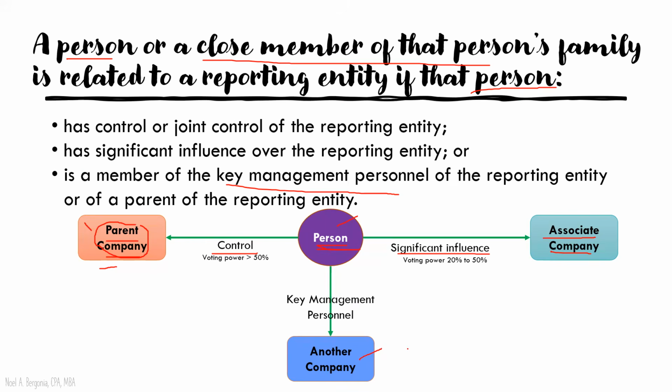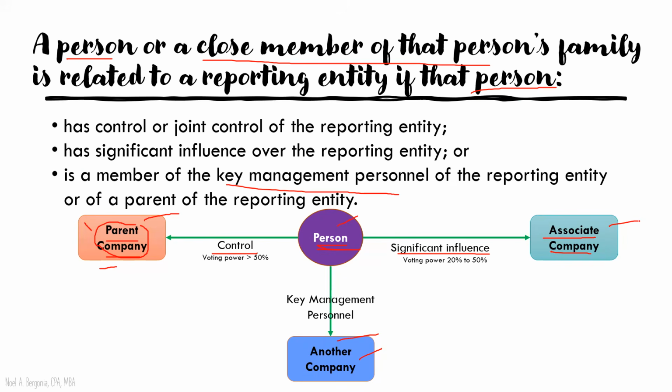All right. So that is the criteria under IAS 24. When can we say that a person would become a related party? Later, we will be defining if the parent, another company, and an associate can be related parties to each other because of this person. In this slide, we are just focusing on the person itself rather than the entities. Are we clear on that? Again, if you have questions, please let me know.